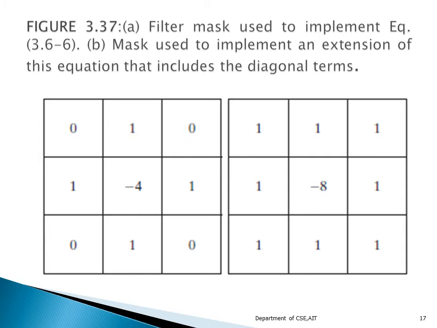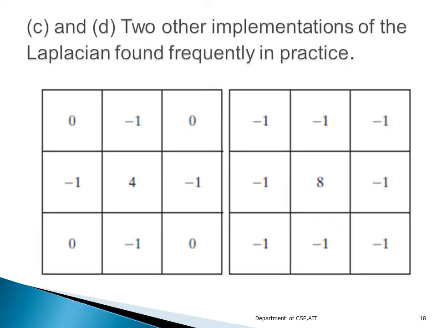The same thing, when you extend it to the two diagonal terms, you are going to include the other four neighbors of the f of xy as well, and you are going to get the center term equal to minus 8, which is double of minus 4. So these are the two masks we get when we apply equation 3.66.